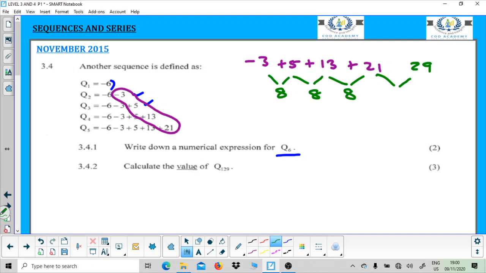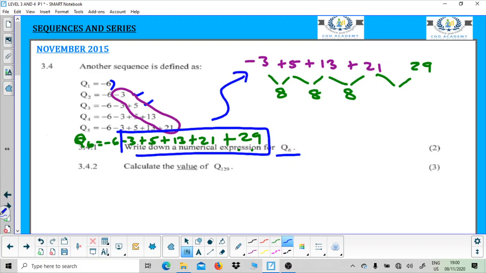29. So if I want Q6, it means I'll have to go -6, -3, +5, +13, +21, and then say +29. That is how I was going to get it. So I have to think of what it is that I did to get to that Q6. If you're looking, I added the terms of that pattern. Do you see that? So to get Q6, I said -6, since it wasn't part of the sequence, plus the sum of how many terms? 1, 2, 3, 4, 5. Sum of 5 terms of the linear pattern, isn't it? That's what I did. That's the first method I want you to see. So that's how I got that Q6.